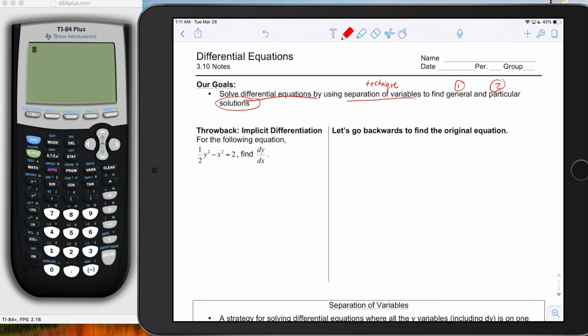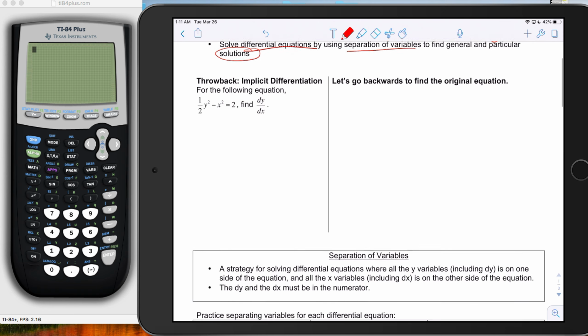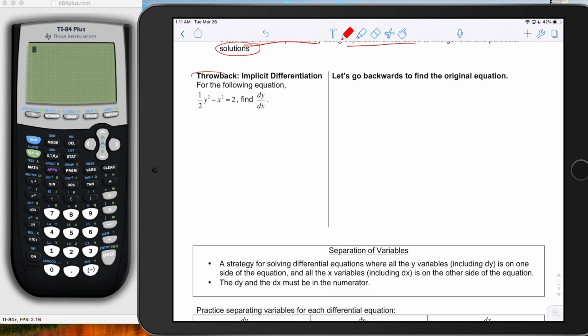All right, so let's make sense of this whole idea of differential equations. Let's look at this throwback problem where we're going to do an implicit differentiation. If we have the following equation, 1/2 y squared minus x squared equals 2, let's find dy/dx. If you remember, how do we find dy/dx? Well, we're going to have to take the derivative of the whole equation. So I'm going to write d/dx of 1/2 y squared minus x squared equals d/dx of 2.